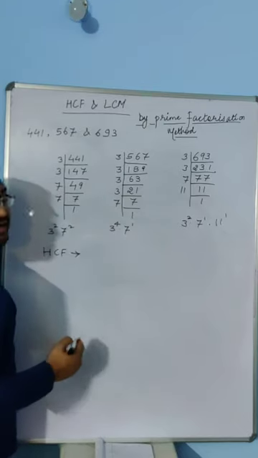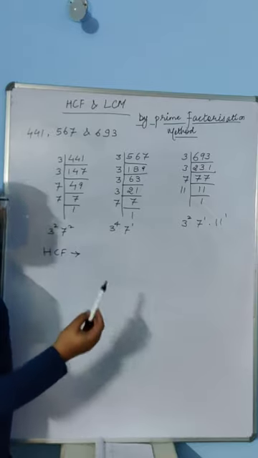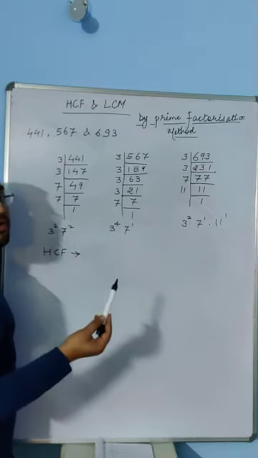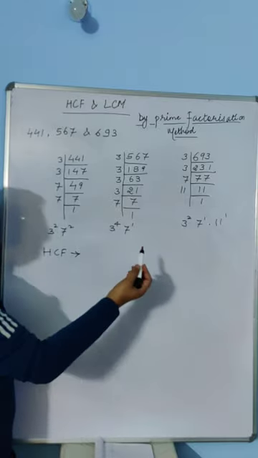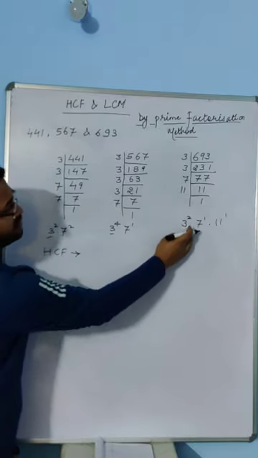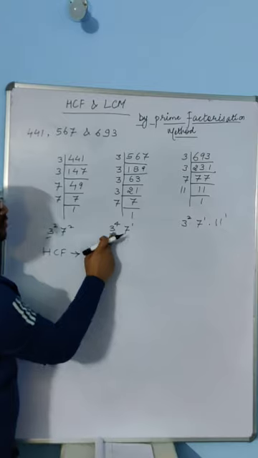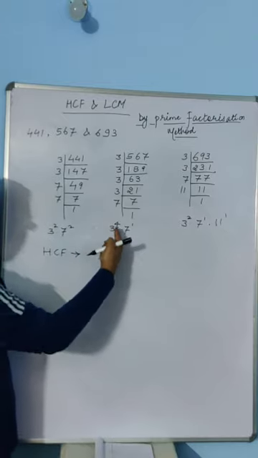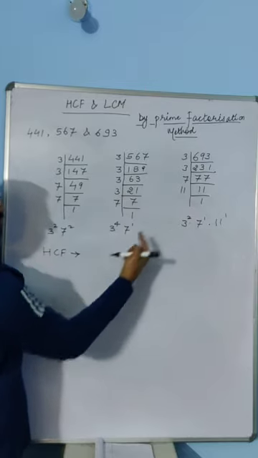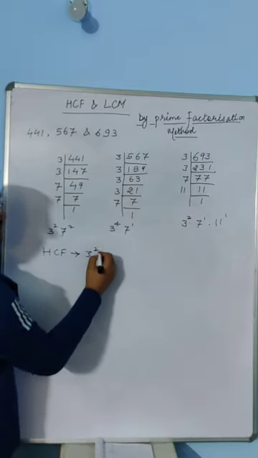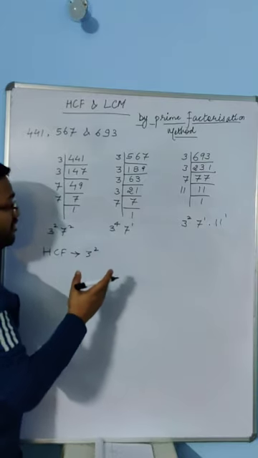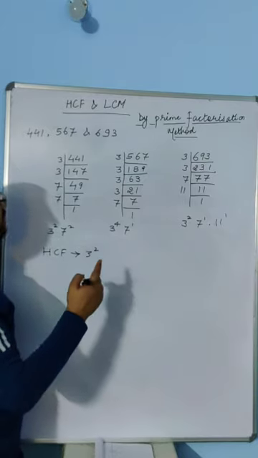Now to find the HCF, we have to choose common factors with their least power, or the minimum power. Here 3 is common, clearly. 3 is here also, and here also. What is the minimum power? Here we have 4, here we have 2, and there also we have 2. So the minimum power is 3 square. Do we have anything else that is common? Yes, we do. What is that? 7.